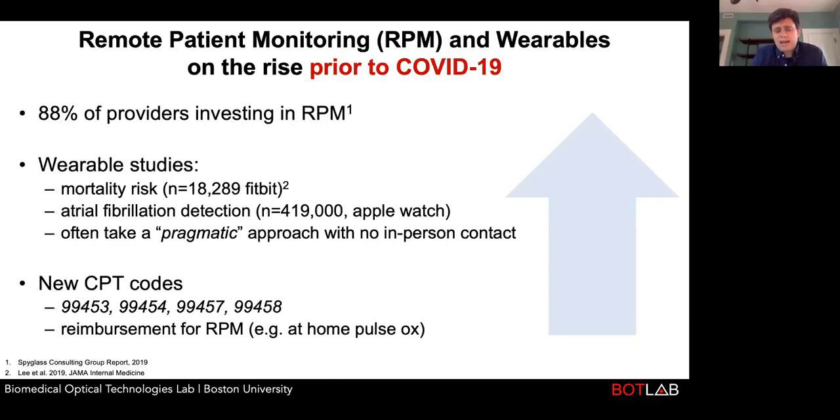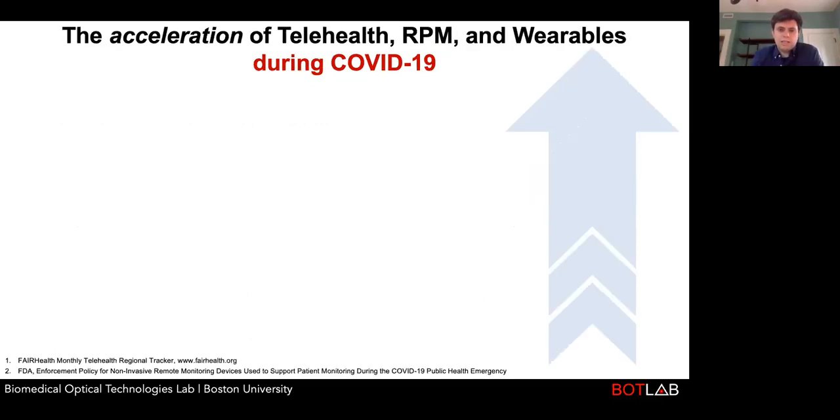And then in the US, this is very particular to the US, there have been new CPT codes. These are healthcare codes used by the federal part of our healthcare system that allow reimbursement. These new codes allow a physician to get reimbursed, say, for helping a patient set up a pulse oximeter at home, getting that data from the patient, and then making clinical decisions based on it. So this is a new thing for physicians to be reimbursed for remote patient monitoring.